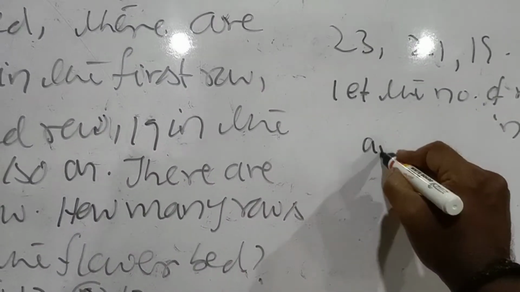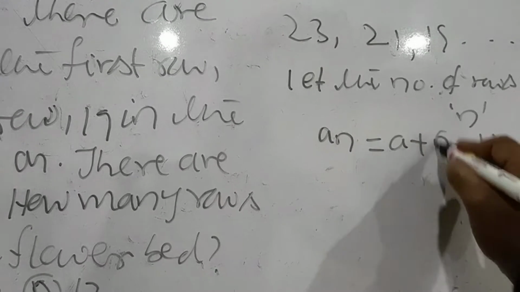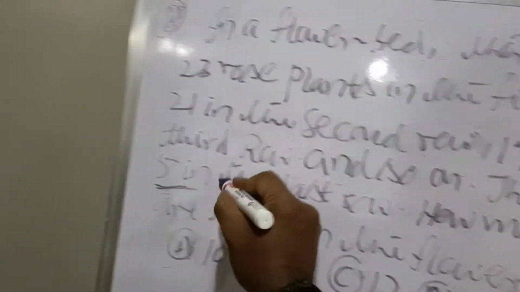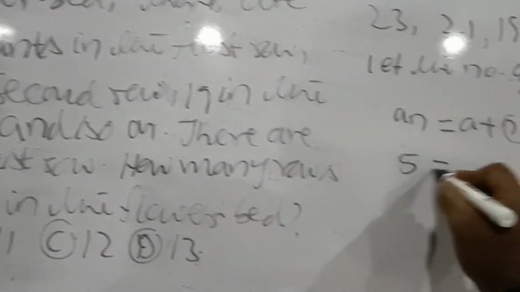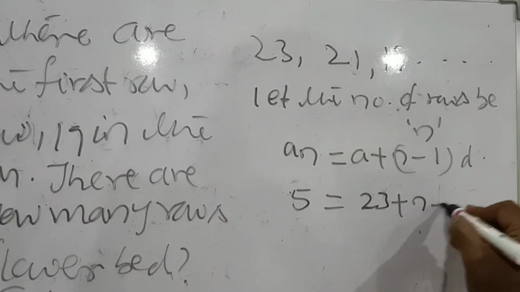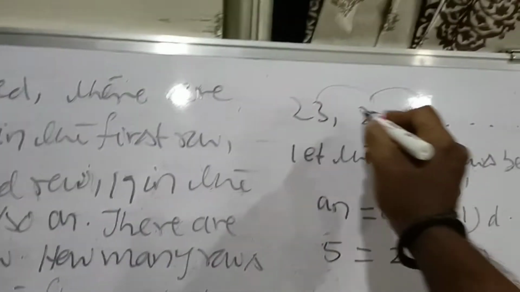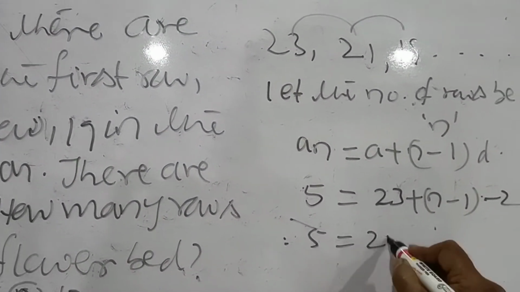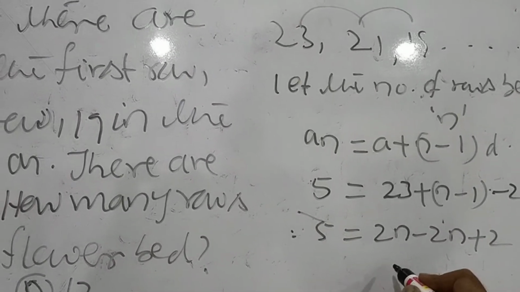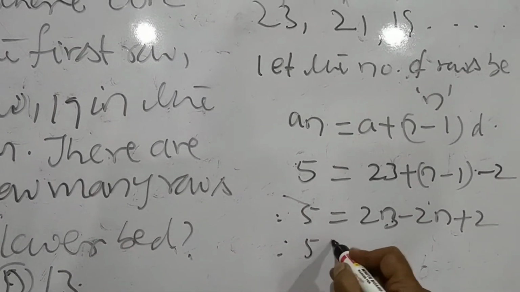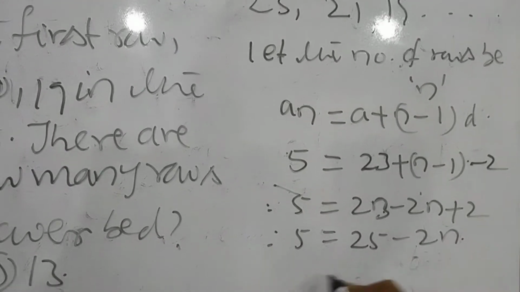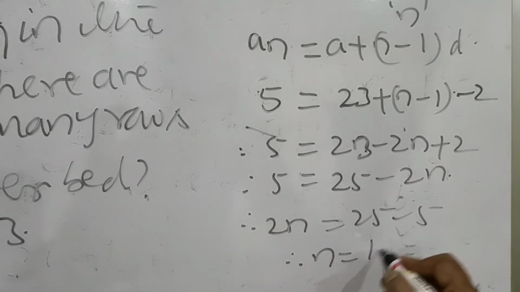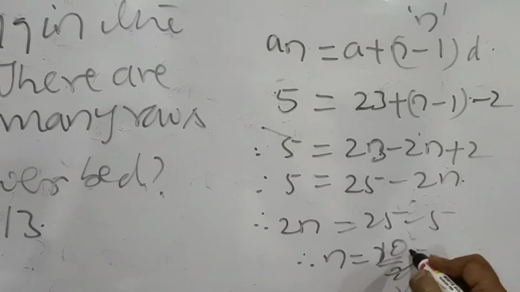Therefore, an is equal to a plus (n minus 1) into d. Here, the nth term, in the last row there are 5 plants given. 5 rose plants in the last row, therefore 5 is equal to 23 plus (n minus 1) into the common difference, which is minus 2. Therefore, 5 is equal to 23 minus 2n plus 2. Therefore, 5 is equal to 25 minus 2n. 2n is equal to 25 minus 5. 2n is equal to 20. n is equal to 10.